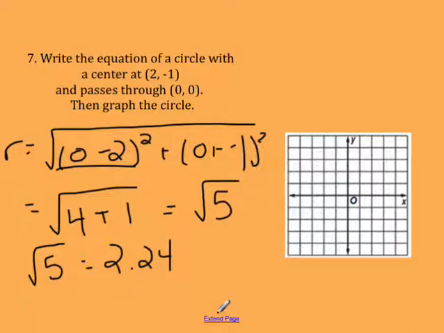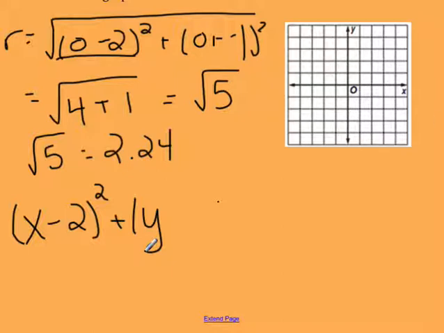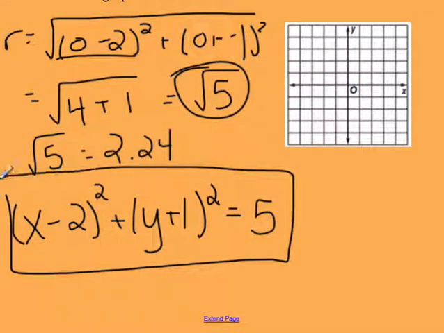Now what I need to do is write my equation out. The center is at (2, -1). So I'm going to have x, and since the 2 is positive, I'm going to have minus 2, quantity squared, plus y. Now the 1 is negative, so it's going to become a positive 1, squared. And that's going to be equal to the radius squared. Well, when you square the square root of 5, you get 5. So this right here represents our equation.